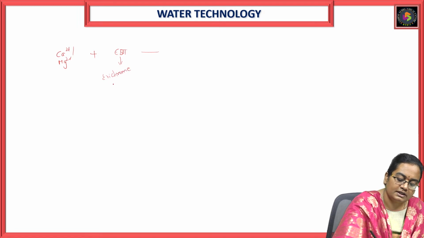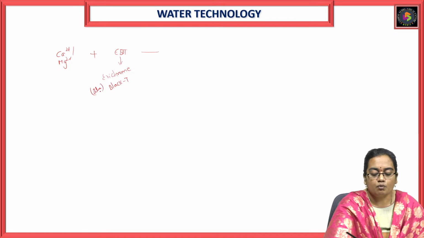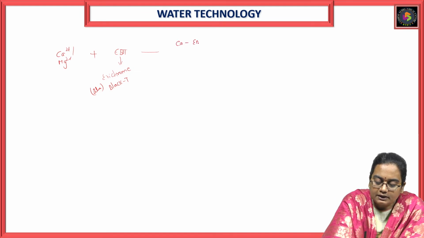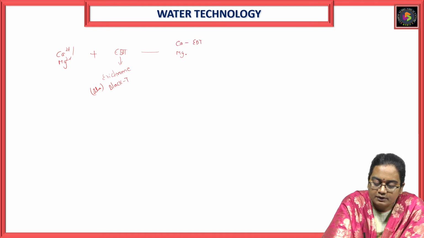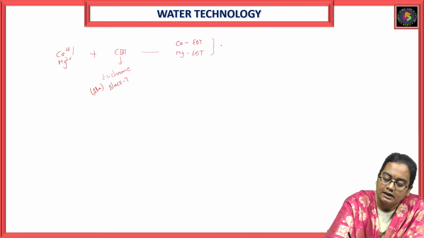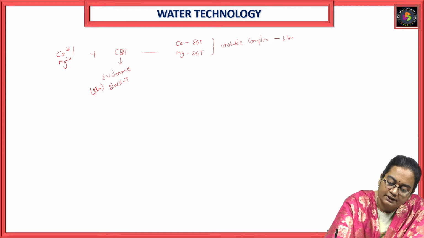Eriochrome Black T indicator, and it is in your blue color here. Now what is happening here means calcium EBT and magnesium EBT are forming. That means this is an unstable complex, and the color of this unstable complex is wine red.